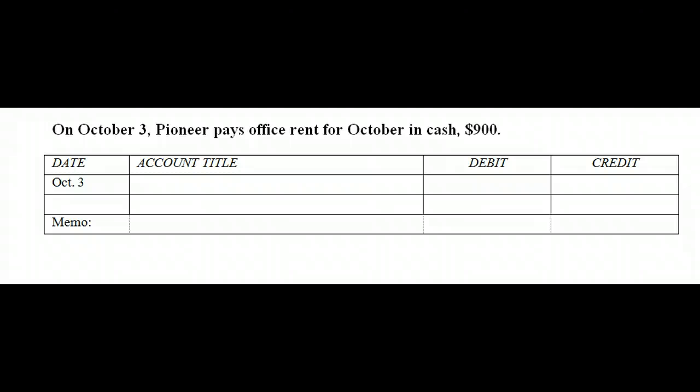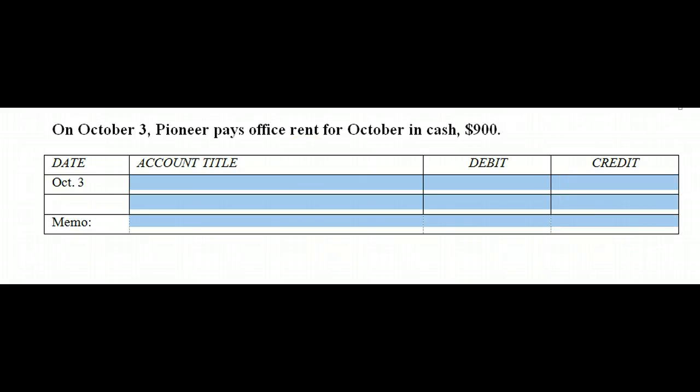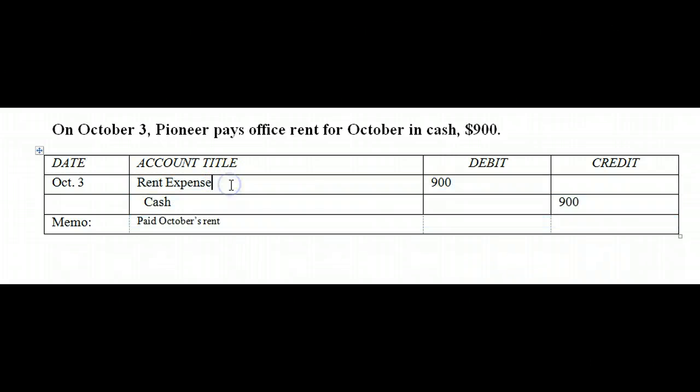On October 3rd, Pioneer pays office rent for October in cash. Expense or debits. So we're going to debit office rent or rent expense for $900, and we're going to credit cash for $900. So we debit rent expense. Cash is an asset, which means it increases with debits and decreases with credits. And we tell our little story down here in the memo line.